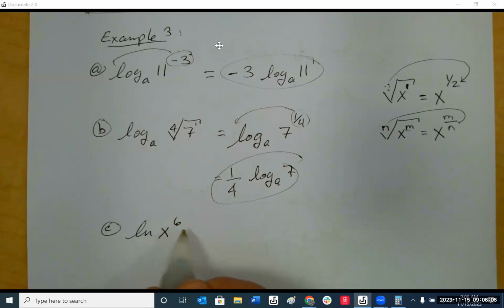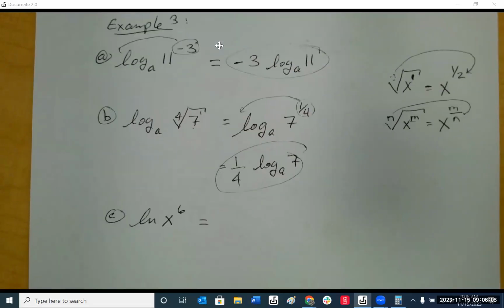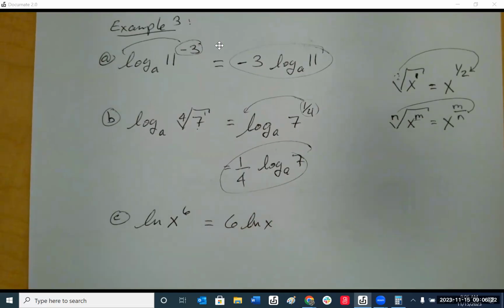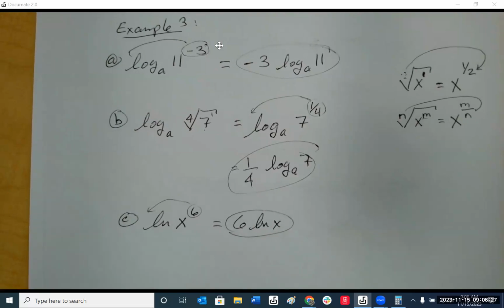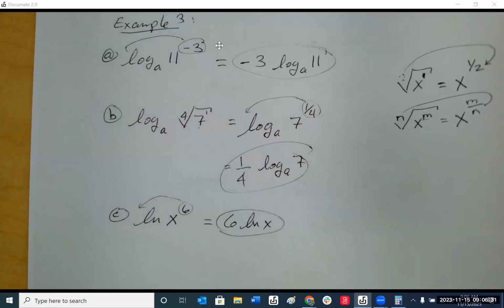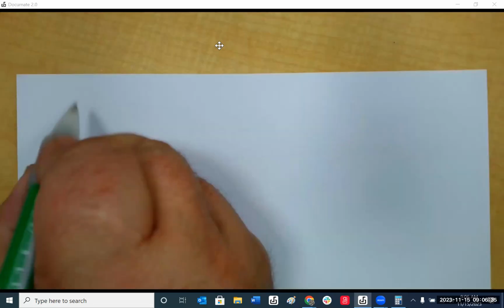ln x to the 6th. How about this one? 6 ln x. Because it's an exponent, it goes out in front. There's your answer. Pretty straightforward so far. Let's do quotients now.